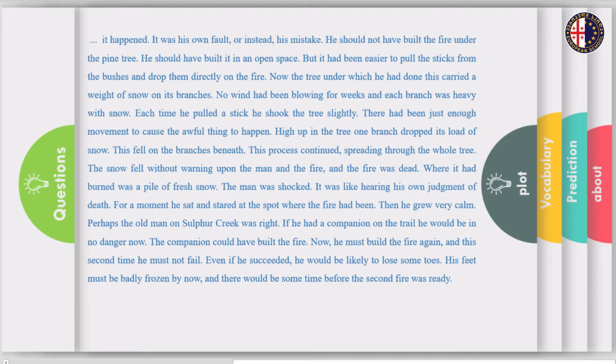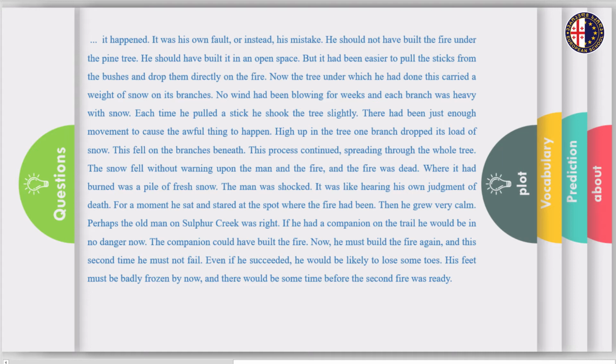It happened. It was his own fault, or rather his mistake. He should not have built a fire under the pine tree. He should have built it in an open space, but it had been easier to pull the sticks from the bushes and drop them directly on the fire. Now the tree under which he had done this carried a weight of snow on its branches. No wind had been blowing for weeks, and each branch was heavy with snow. Each time he pulled a stick, he shook the tree slightly. There had been just enough movement to cause the awful thing to happen.